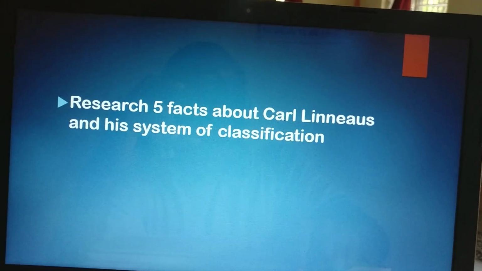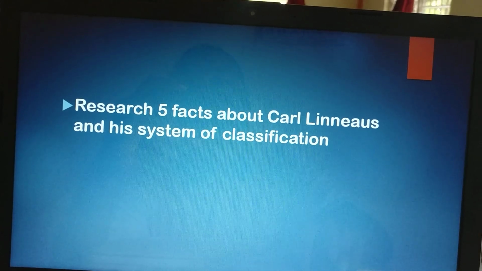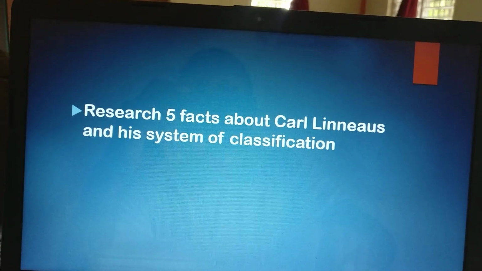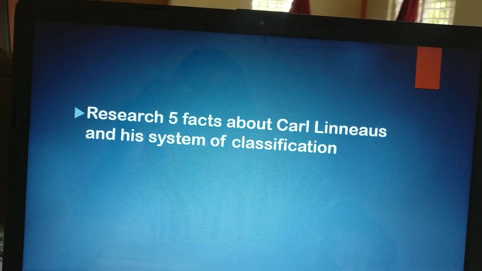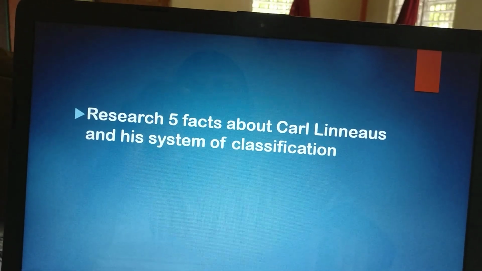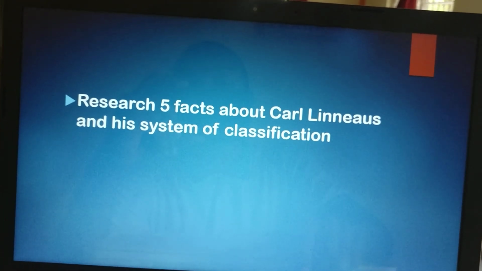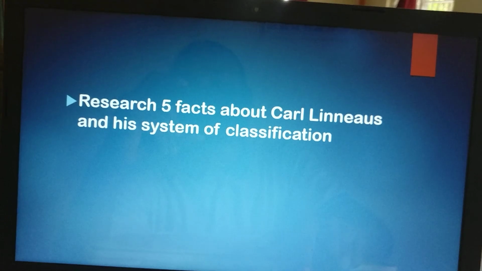All right, so this is our little segment for today. We'll continue with classification throughout this entire month. At the end of this segment, we should know what the classification system is, what taxonomy is, and we should also know how to use a dichotomous key to find the name of a species or a specific animal. So stay along with us, all right? Enjoy.